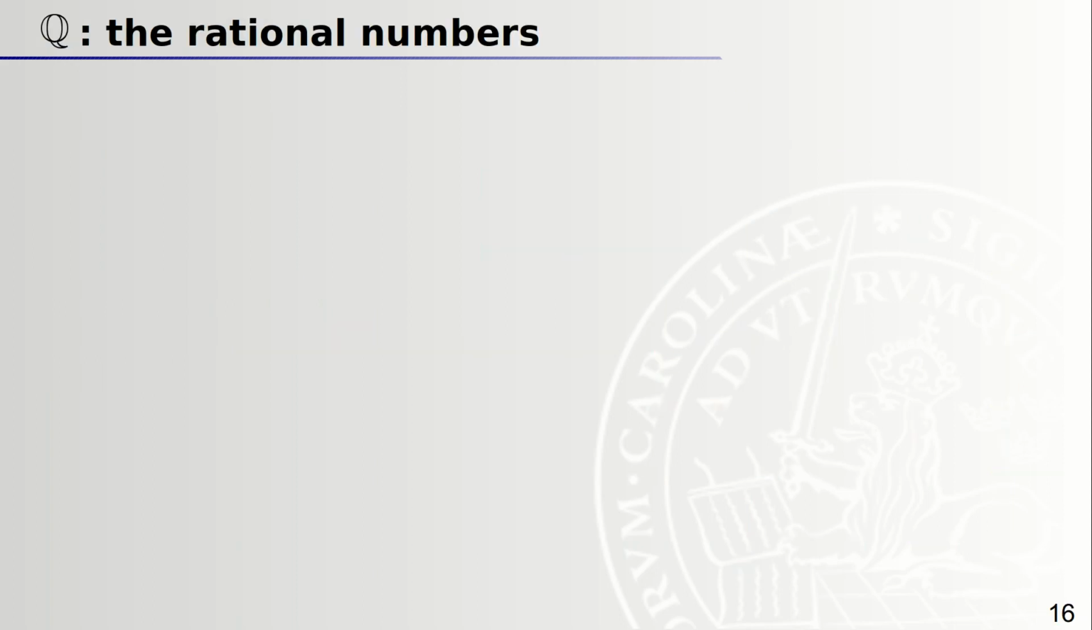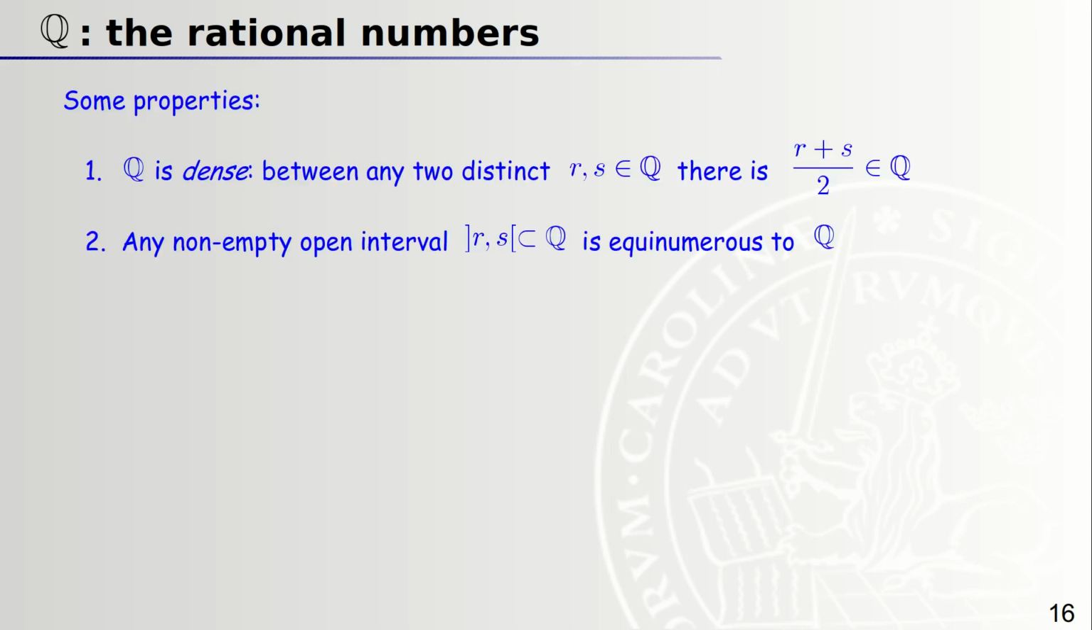Now let us look at the set of rational numbers Q, the fractions. First, let us review some properties of the rational numbers. The first is that they are dense. This means that between any two rational numbers, there's always another rational number. In fact, because of this, for any two rational numbers, no matter how close, there are always infinitely many rational numbers between them.